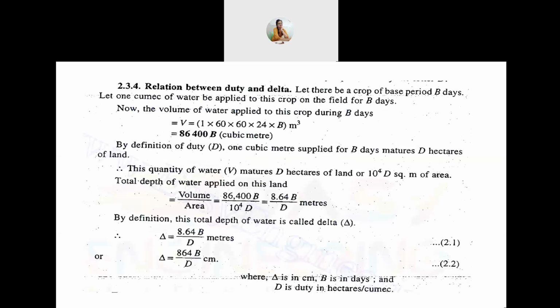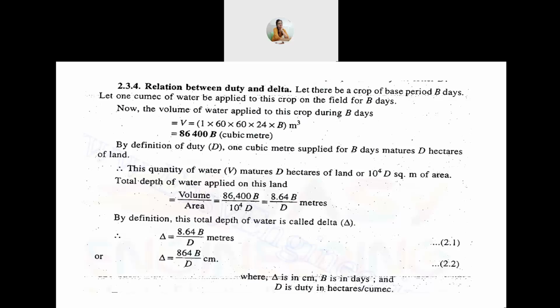Next is the relation between duty and delta. Let us consider a crop which has a base period of B days. Let us consider 1 cumec of water which is applied to this particular crop on the field for B days. Now the volume of water applied to this crop during these B days is calculated as below. It comes out to be 86,400 B. This relationship I have already shown you in our last class, so you can go over it if you have forgotten.